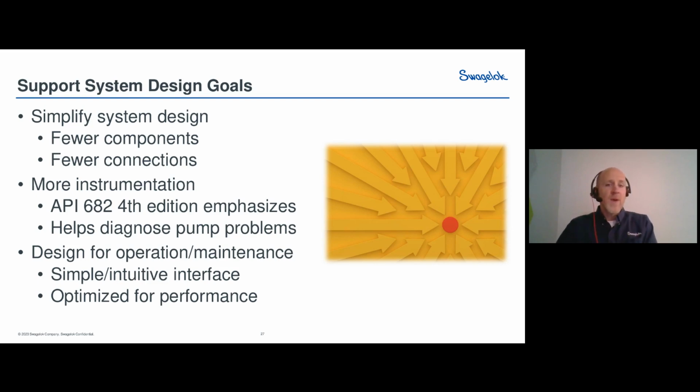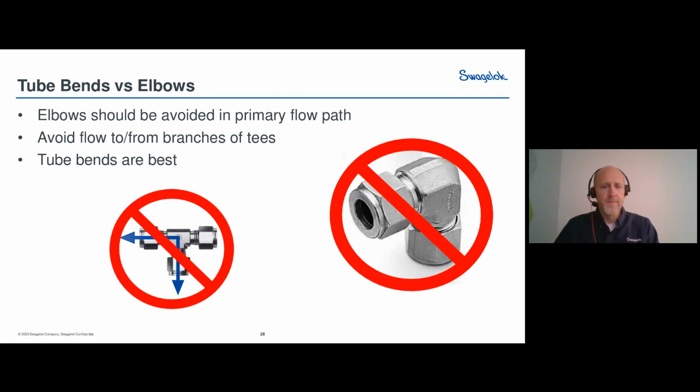And API 682 actually emphasizes this point. With the fourth edition, it actually moved away from things like pressure switches and more towards things like pressure transmitters so that we have more information available to us. We also want to design these things for maintenance and make sure that they're relatively simple to operate. So make sure that it's easy for the operator who has to interface with the system to understand what's going on, and to make sure that the components that we select are optimized for that particular application, and for use in a seal support system.